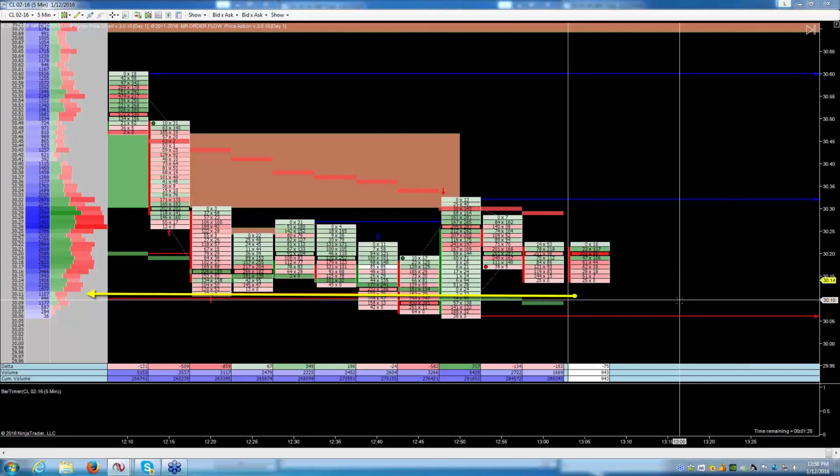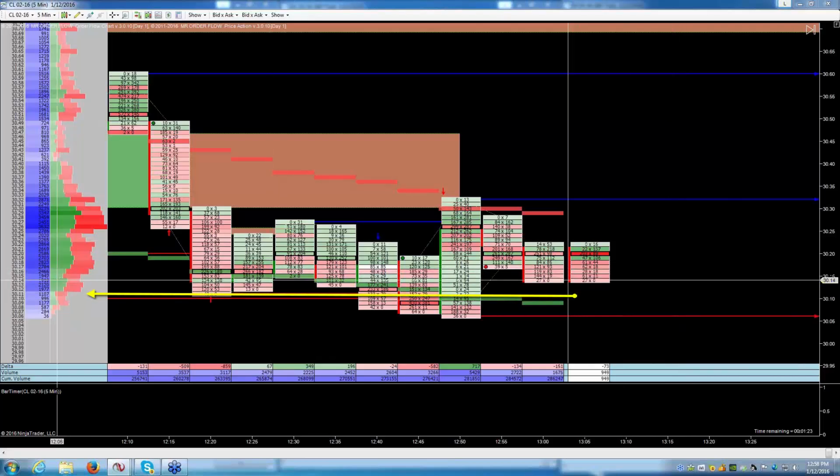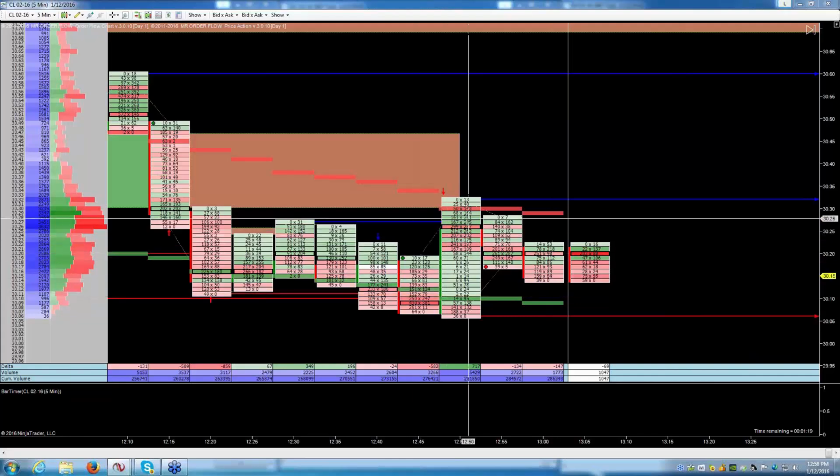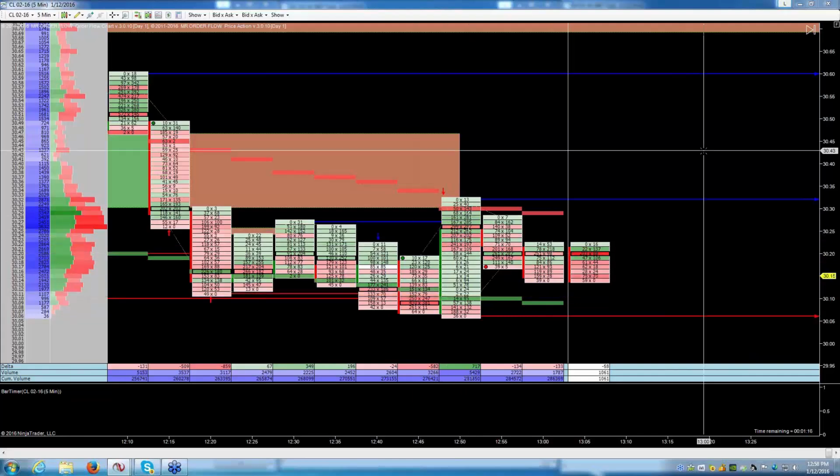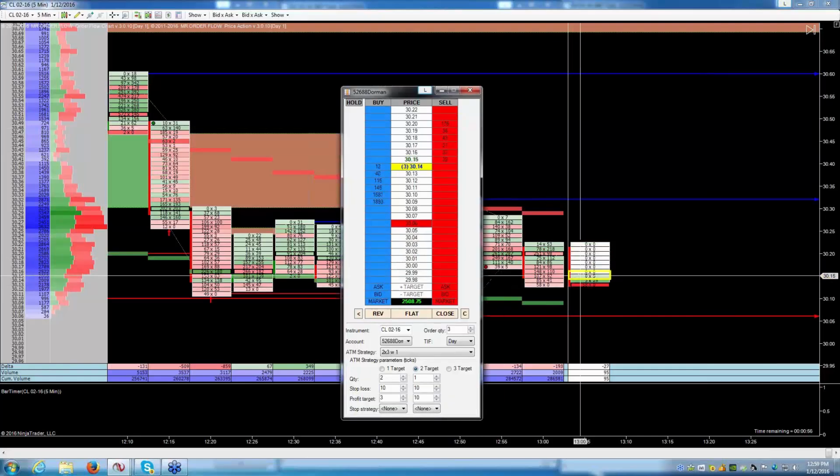What I want to see here is a move down to support, which is this bottom of value on this 5-minute chart, or a move up to the top of value on a 5-minute chart, and I'm looking for a sell. So we're coming in. We just capped here with 5 buyers at 15, so price is coming down. It's still in shorts.